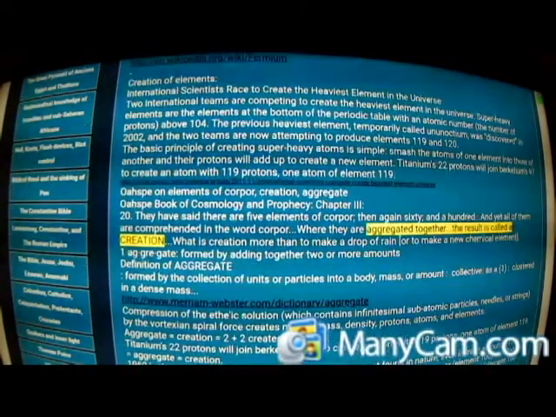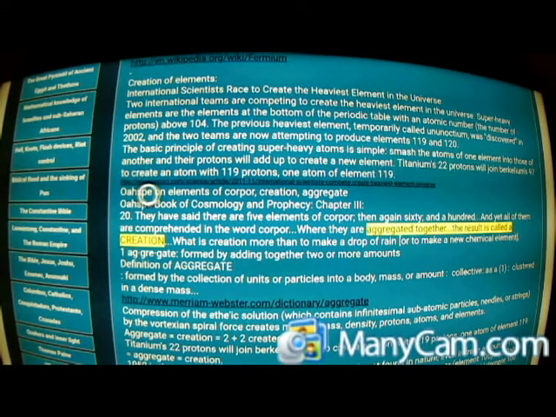Oahspe on elements of corpor, creation, aggregate. Oahspe, Book of Cosmology and Prophecy, Chapter 3, Verse 20. They have said there are 5 elements of corpor, then again 60 and 100, and yet all of them are comprehended in the word corpor. Where they are aggregated together, the result is called a creation.